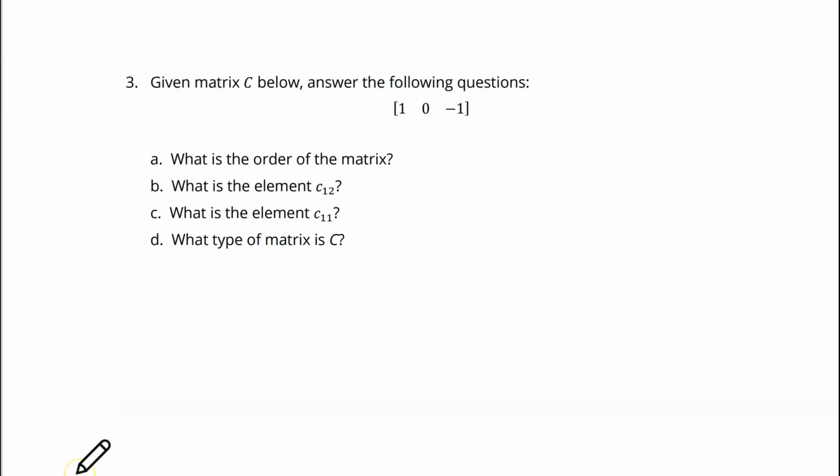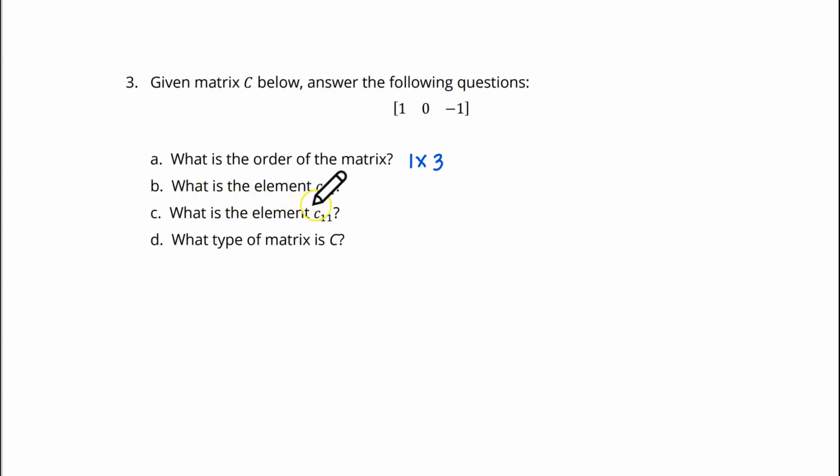Another example. Given matrix C here, answer the following questions. What is the order of this matrix? Order means you count the number of rows and then the number of columns. We only have one row, so it is 1 by the number of columns. 1, 2, 3. This is a 1 by 3 matrix.